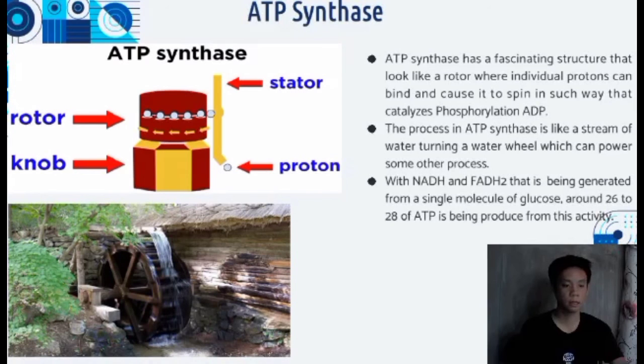ATP synthase has a fascinating structure that looks like a rotor, where individual protons can bind and cause it to spin in such a way that catalyzes the phosphorylation of ADP. The process in ATP synthase is like a stream of water turning a water wheel, which can power some process. With the NADH and FADH2 generated from a single molecule of glucose, around 26 to 28 ATP are produced from this activity.